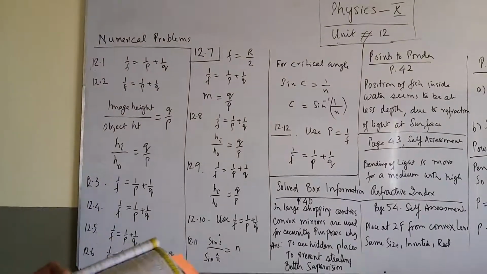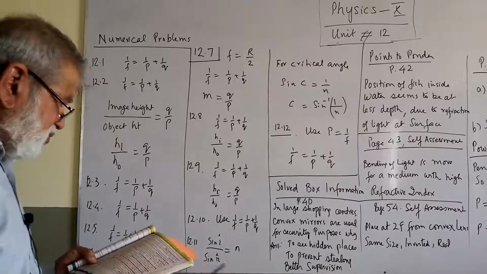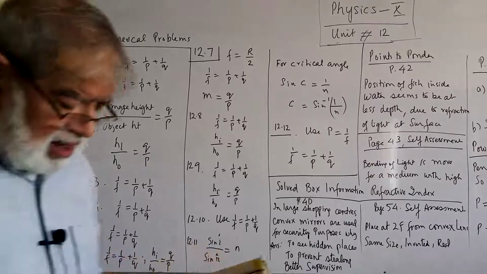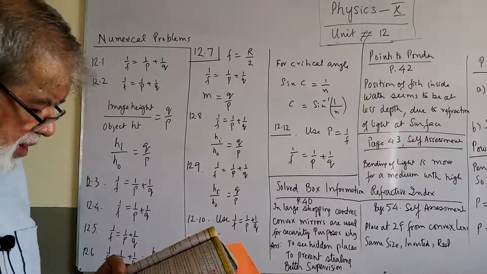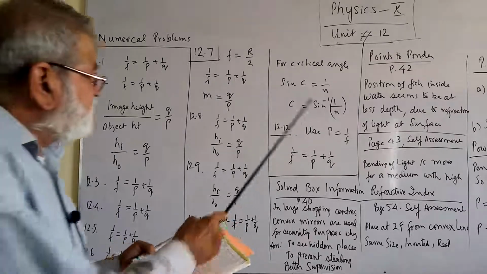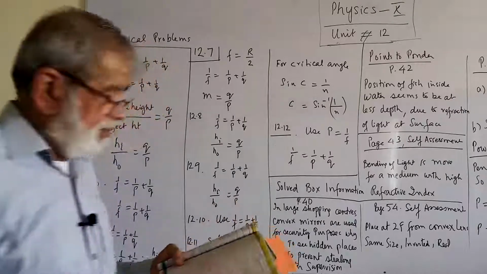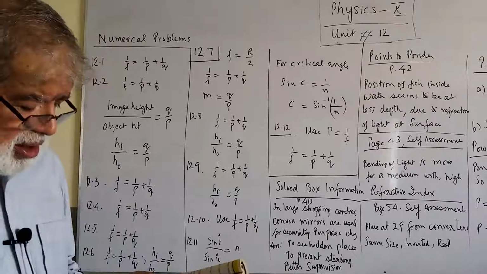This is the only numerical in which Snell's law is being used: sin i over sin r is equal to the refractive index n. Use this formula. 12.12. And for the critical angle, you will be using this formula: sin c, the sine of the critical angle, is equal to 1 over n, or c, the critical angle, equals sine inverse of 1 over n.